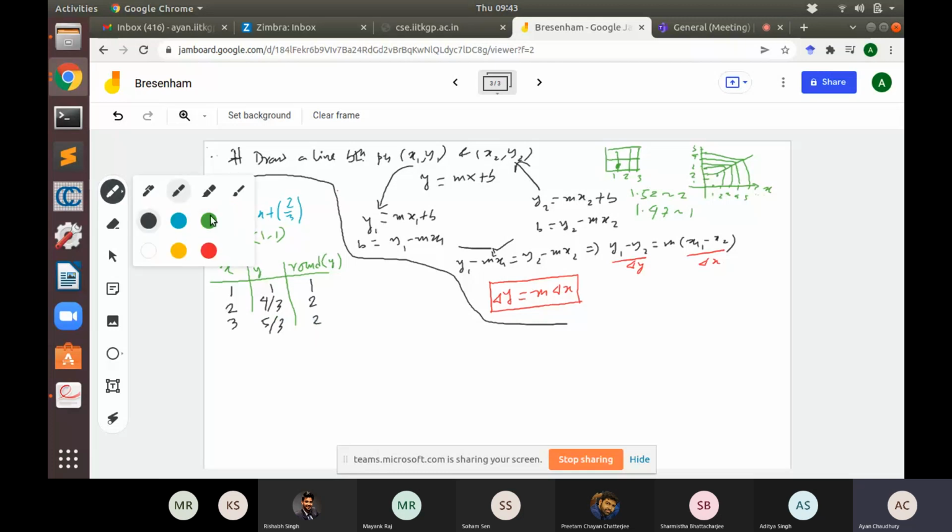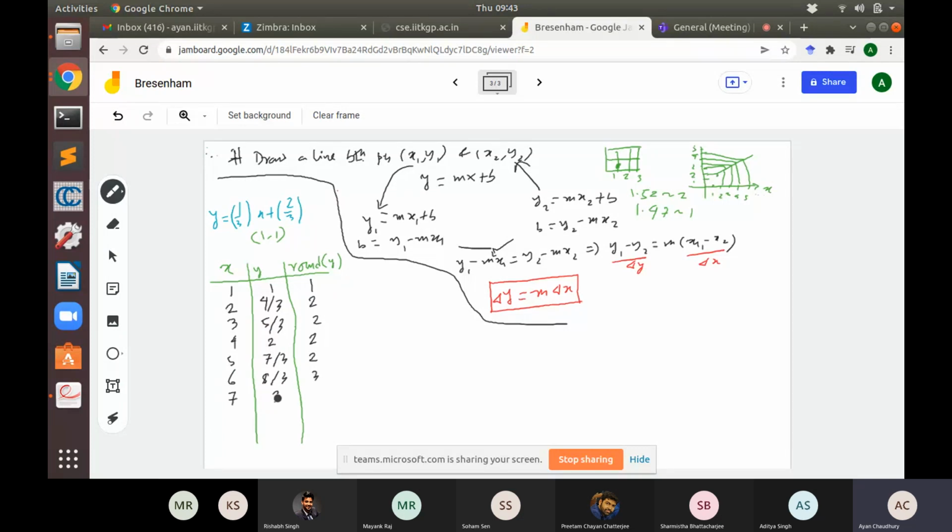Let's make it bigger. For 4, 4 plus 2 over 3 is 2, so this is 2. This is again 2. If I take 5, it will be 7/3, so 2. If I take 6, 8/3, this will be 3. This is 7, this is 3, this is 3, right? So probably you see the problem here, what's actually going on.